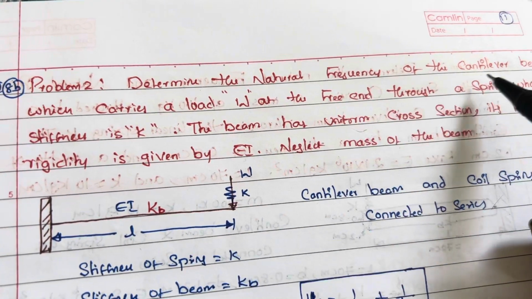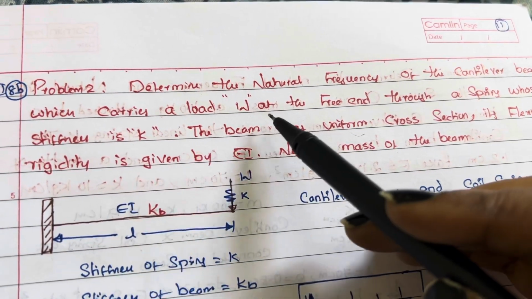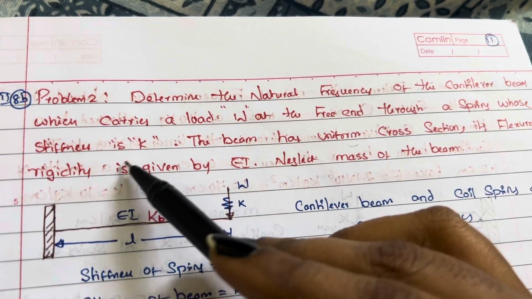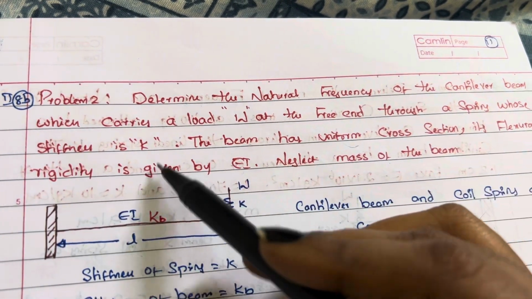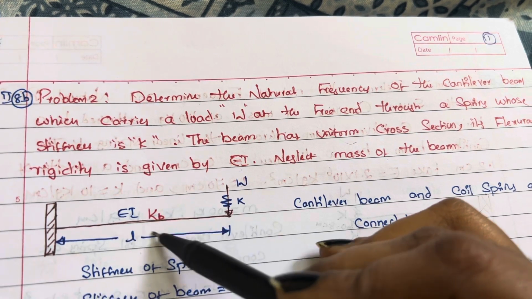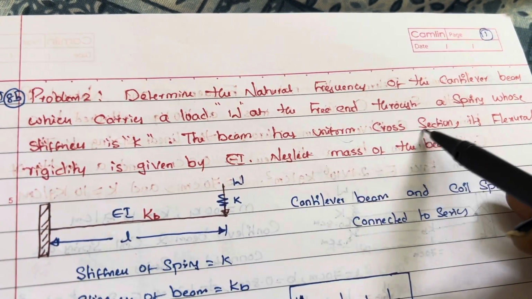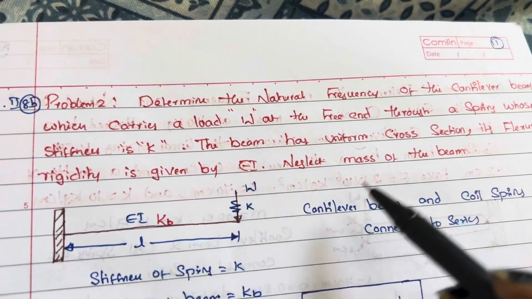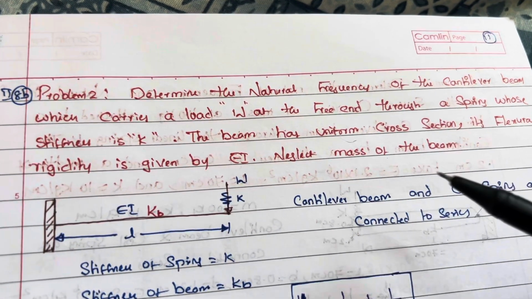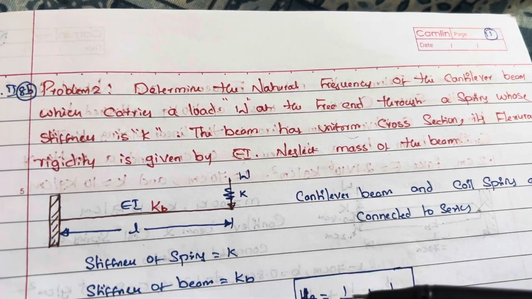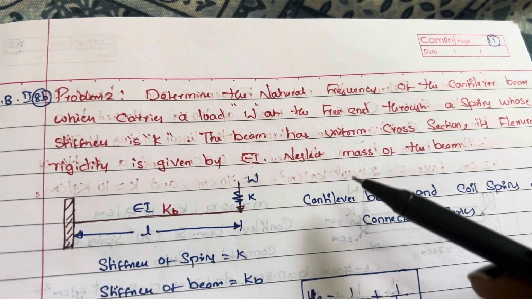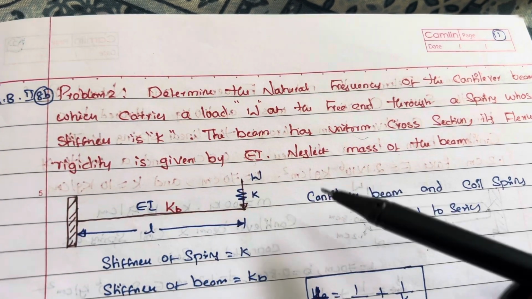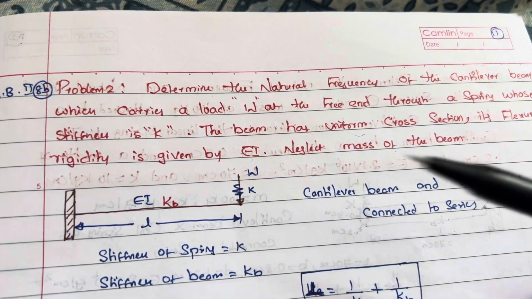Determine the natural frequency of the cantilever beam, which carries a load W at the free end through a coil spring with the stiffness K. So spring stiffness is K and beam stiffness will be Kb. The beam has a uniform cross section and its flexural rigidity is given by EI, and neglect the mass of the beam. So this is a small derivation to identify the natural frequency and time period for the cantilever beam. It is carrying a point load at the edge.